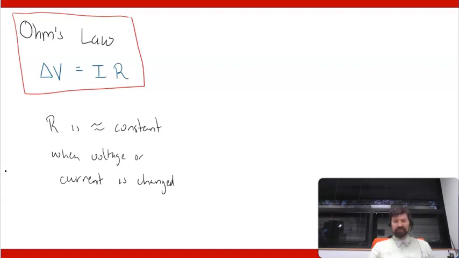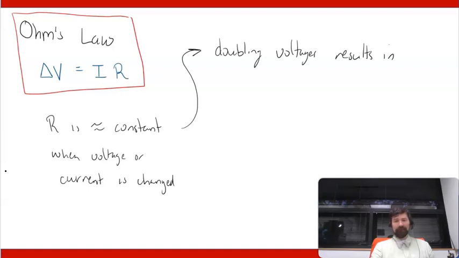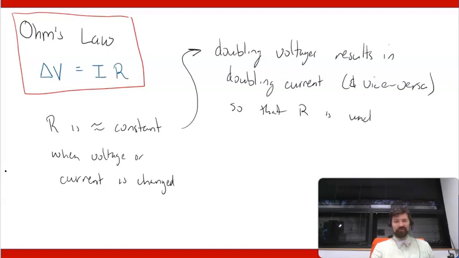Okay, so this basically means if I double the voltage for an ohmic device, I also double the current, and so the resistance stays the same. So this is another way of saying doubling voltage also results in doubling current, and vice versa. So that R is unchanged.